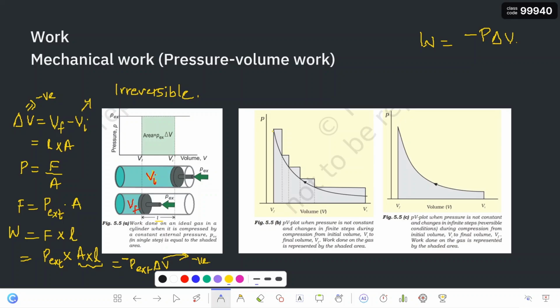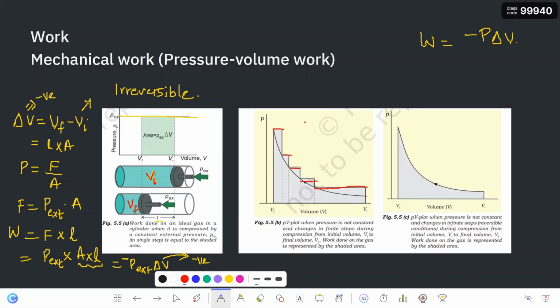So here you can see the pressure is not constant. In this case the pressure was constant throughout the experiment. In this case pressure is not constant. You can see for some point of time pressure was this much, then pressure reduced to this much, again pressure reduced to this much, again pressure reduced. So at each step pressure is getting changed. Similarly volume is also getting changed. So the area under this whole curve corresponds to the work.